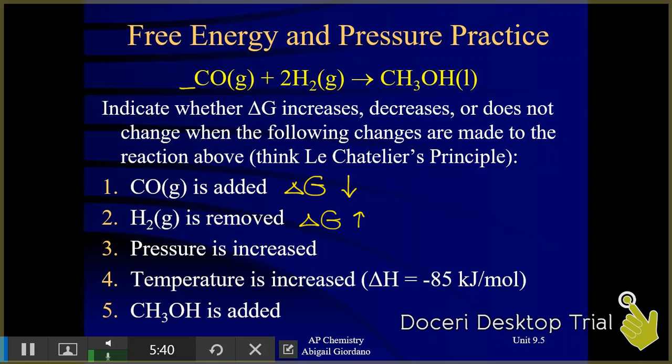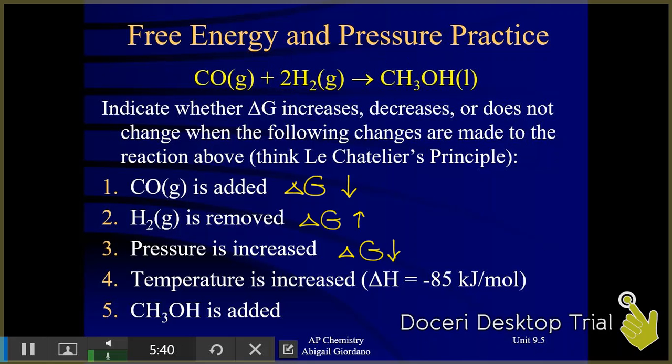Well, this side has 3 moles of gas. This side has 0 moles of gas. So this is going to cause a shift in the forward direction, making the forward direction more favored, more negative. Okay.